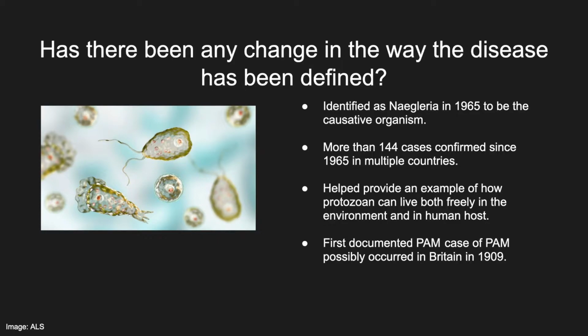M. Fowler and R. F. Carter's work on amoeba flagellates has provided an example of how protozoa can effectively live both freely in the environment and in a human host. A retrospective study determined the first documented case of PAM possibly occurred in Britain in 1909.